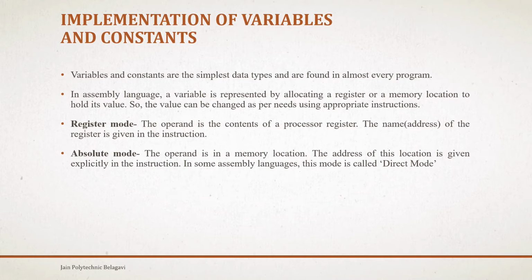Now the second type of mode is absolute mode. Here the operand is in the memory location itself. So it is different from register mode. Here the operand will not be present in the processor register, hence it will be present directly in the memory location itself. So the address of this location is given explicitly in the instruction. In some assembly languages this is also called direct mode.